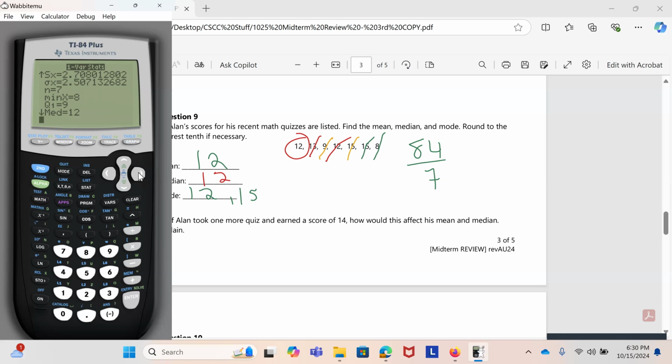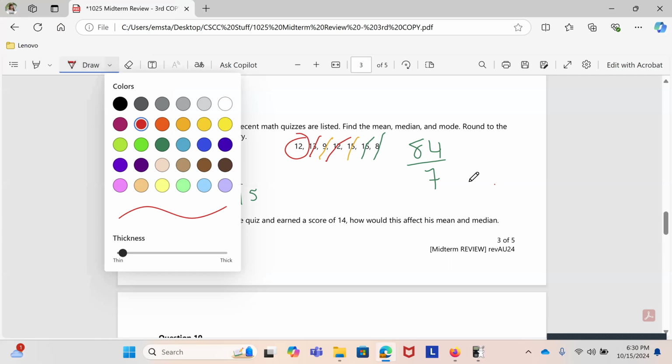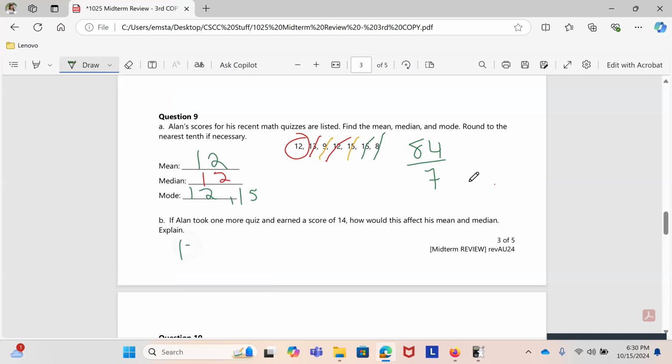Questions so far? All right, so now for part B, he has another score. So we have the same whole list of scores, so I can go ahead and write those real quickly. So we had 12, 13, 9, 12, 15, 15, 8, and 14. He took another quiz, or she took another quiz. I don't know if we're talking about a male student or a female student. Questions on where that's coming from?